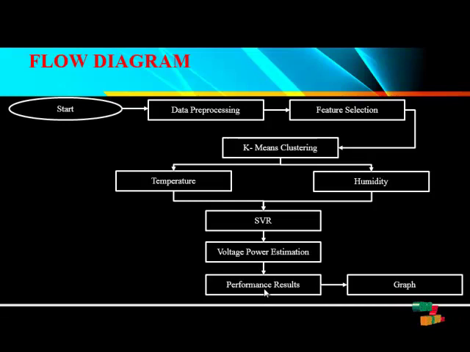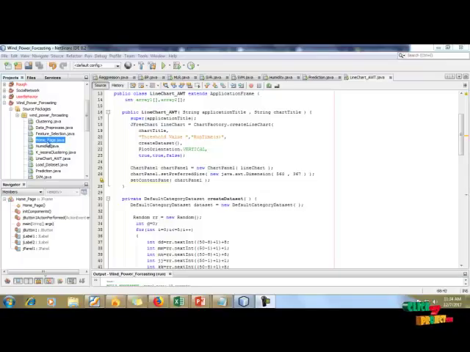After that we have to make the results. We have to find the RMSE results and the MAE results, and finally forecast the wind power generation results. After these three results, we have to show them in graphical format. Let's see the demo of our process.